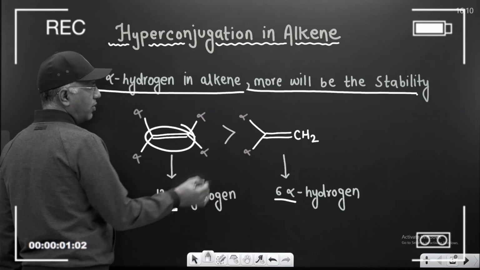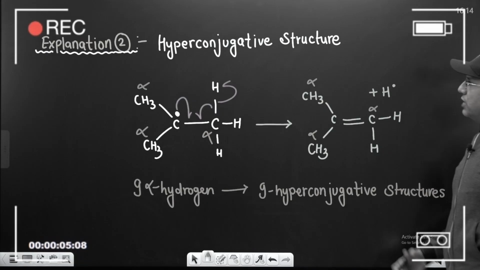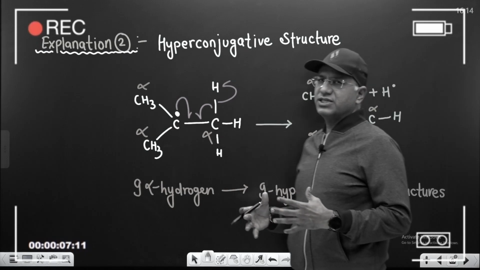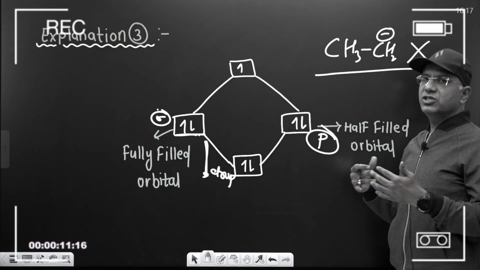Which is more stable? More alpha, more stable. More the alpha hydrogen. Now we can also explain by hyperconjugating structure. More the alpha hydrogen. If both orbitals are filled, then there is no linear combination of atomic orbitals.